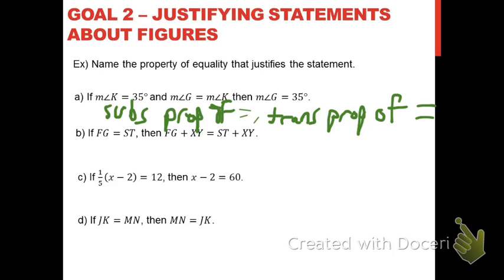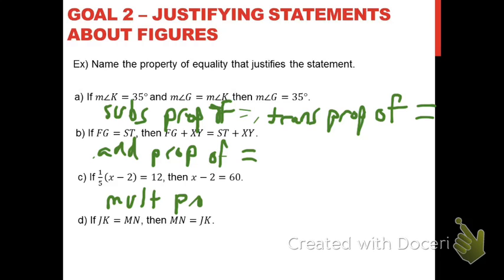Both work fine though. Alright, with part B, if FG is equal to ST, if this distance equals this distance, then FG plus XY equals ST plus XY. All that happened from this equation to this one is we added the same thing to both sides of the equation, added XY to both sides. And so that's an example of the use of the addition property of equality. Alright, hopefully you're 2 for 2 here. Then part C. If 1/5 times x minus 2 equals 12, then x minus 2 equals 60. Alright, hopefully you found that that was the multiplication property of equality.